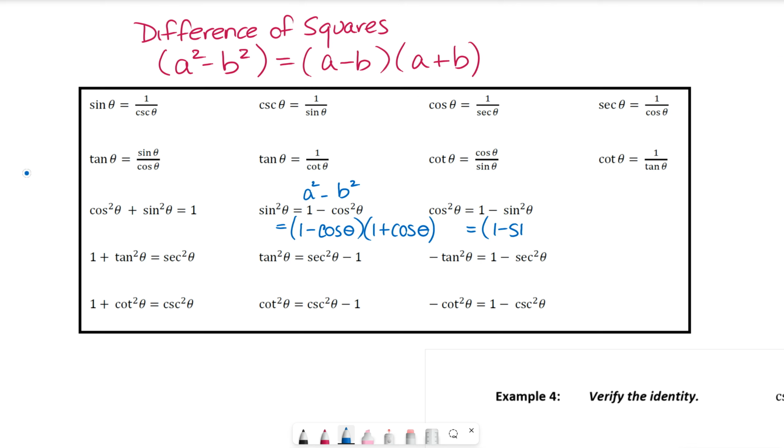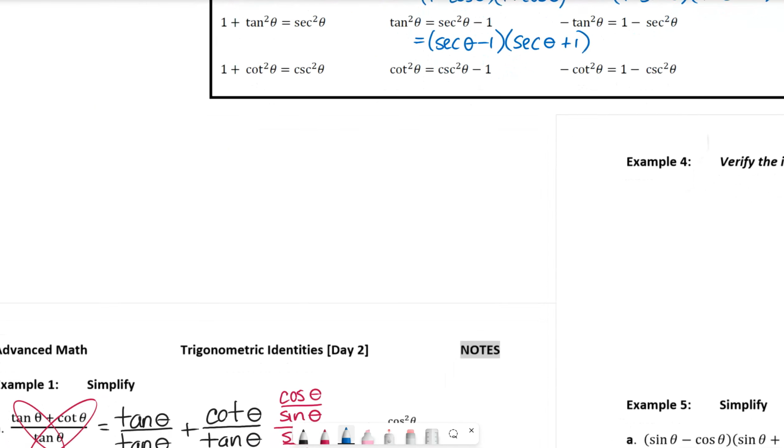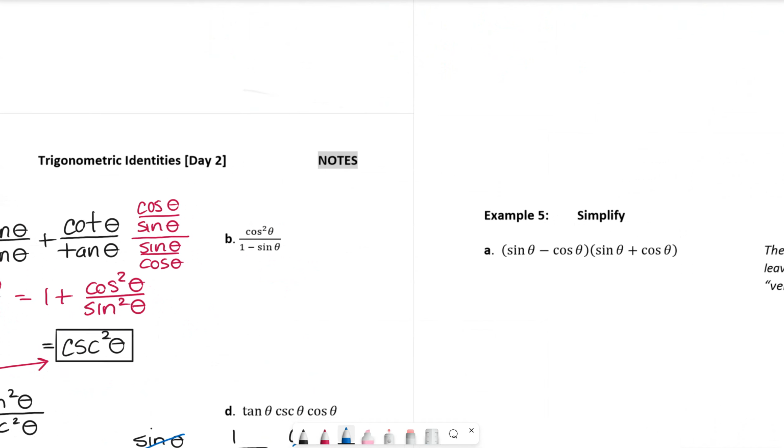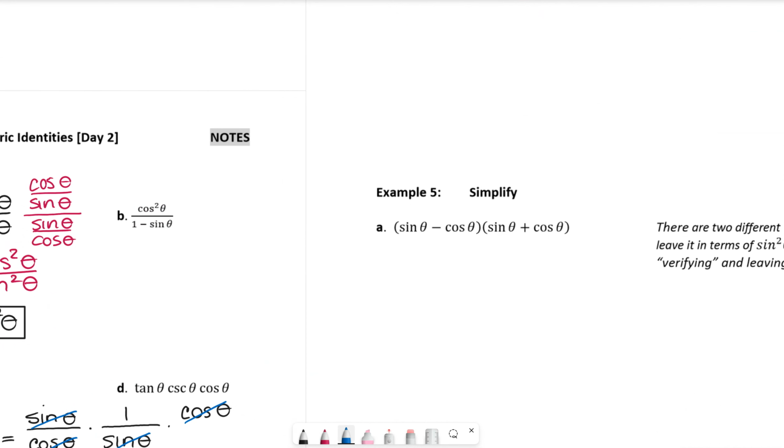1 minus sine squared theta can be rewritten as 1 minus sine theta times 1 plus sine theta. Tangent squared theta is not only secant squared theta minus 1, you can also write it as secant theta minus 1 times secant theta plus 1, and so forth. You can do that for the other three. So this proves to be powerful for problems like we have in part B.